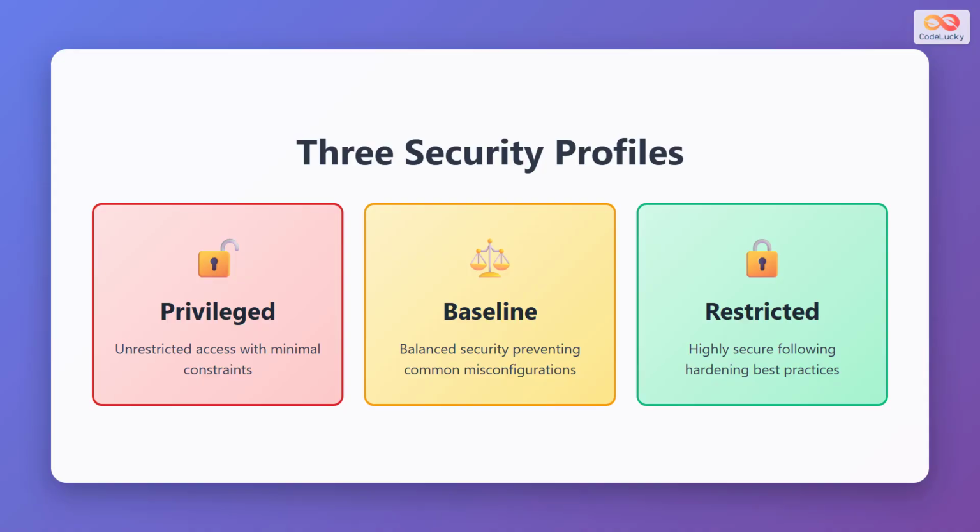Pod security standards define 3 distinct security profiles. First, the privileged profile provides unrestricted access with minimal constraints. Second, the baseline profile offers balanced security by preventing common misconfigurations. And third, the restricted profile is highly secure and follows hardening best practices. Each profile serves different use cases, from system components requiring full access to production applications needing maximum security.